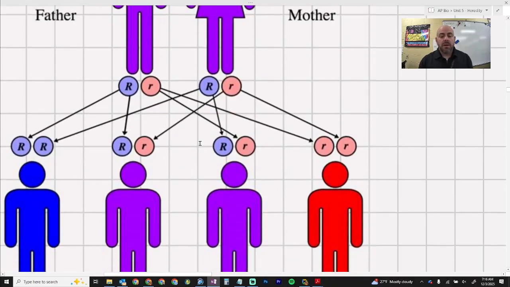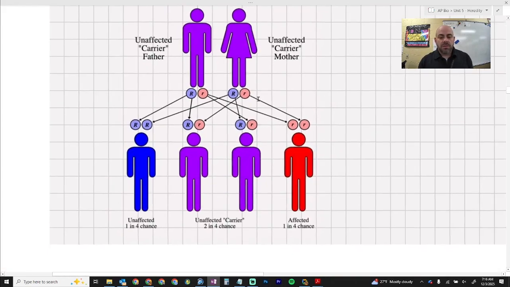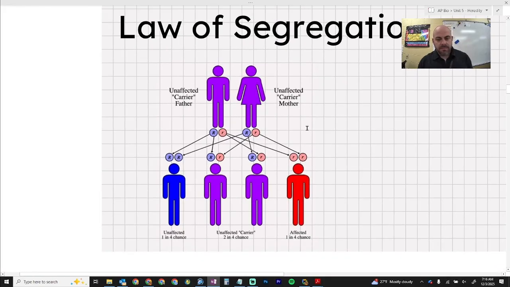Big R, big R. And this shows the probability. There's a chance that you'll have 2 big R's come together, a bigger chance that you'll have big R, little r come together, and a chance that little r will come together. And so that is called the law of segregation.